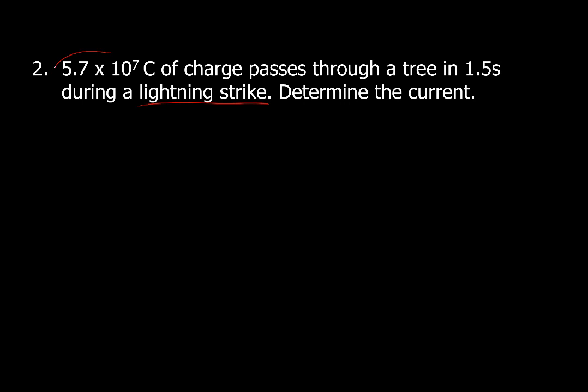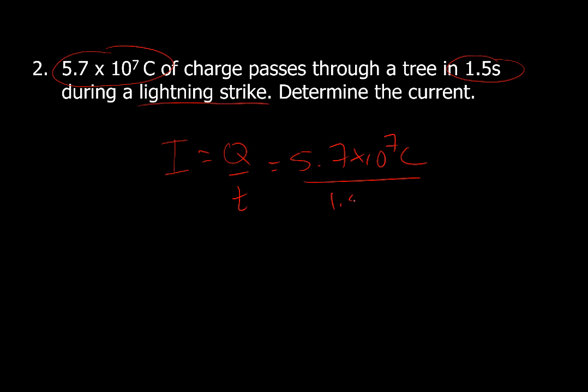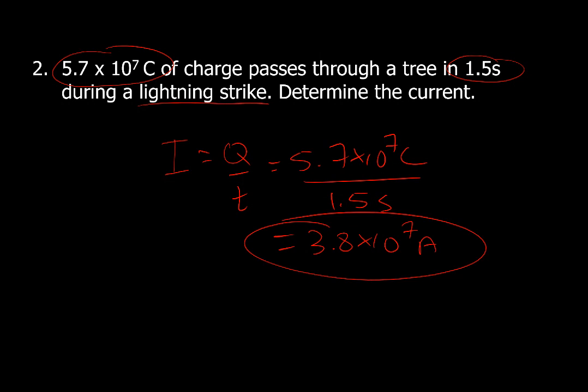A lightning strike delivers a lot of charge in a short amount of time. Determine the current. I equals Q over T, 5.7 times 10 to the 7 coulombs divided by 1.5 seconds. Type that into your calculator: 5.7 exp 7 divided by 1.5, and it gives me 3.8 times 10 to the power of 7, and that would be amps. You could also use coulombs per second as your unit, and I'd have to accept that.